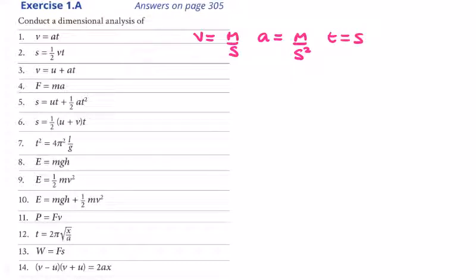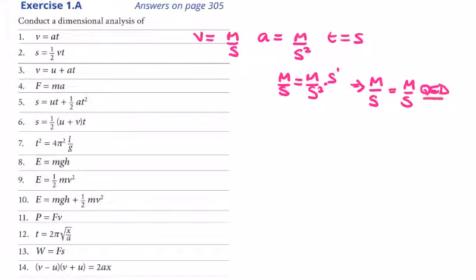So we're just looking at the units here. On the left, we're going to have m over s. On the right, we're going to have m over s squared times s. That s to the power of 1 on top, s to the power of 2 on the bottom will just become s to the power of 1 on the bottom. So you're going to get m over s. Therefore, m over s is equal to m over s, QED, and so on.